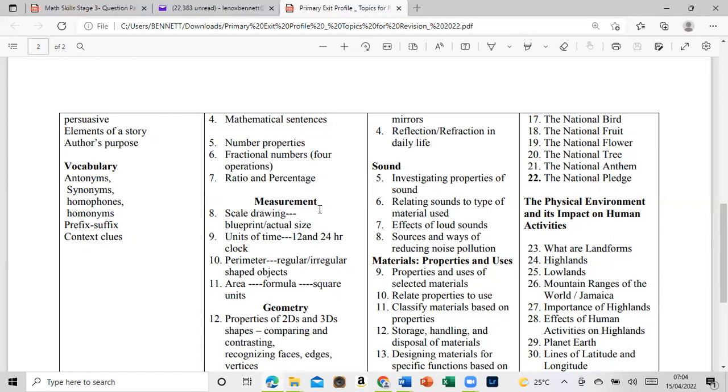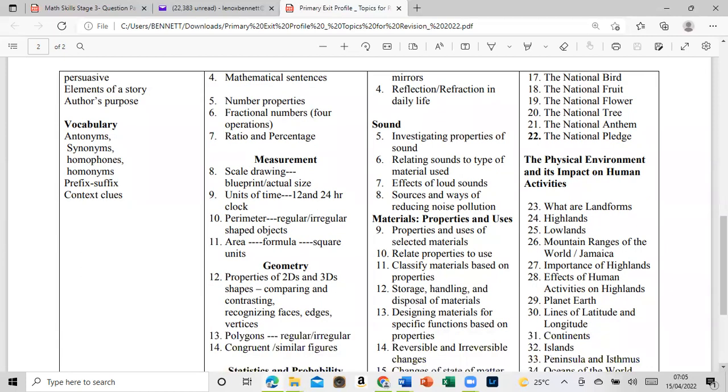They must be able to differentiate between the 12-hour and the 24-hour clock. Then the perimeter of regular and irregular shape objects. We know that perimeter is the total distance around an enclosed shape. And they must know area, area of a rectangle, area of a square, area of a triangle. They must be able to differentiate between the different formulas. And also compound shapes. And this is when you combine 2 or more shapes. All right. So they would have done that.